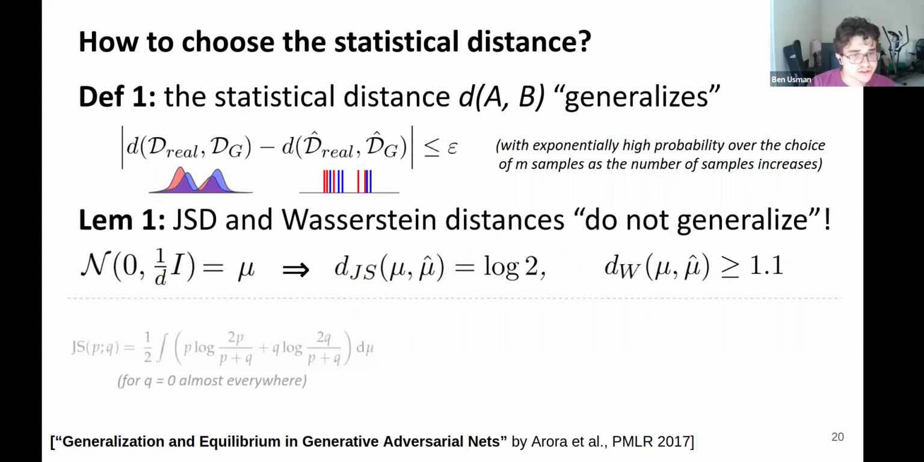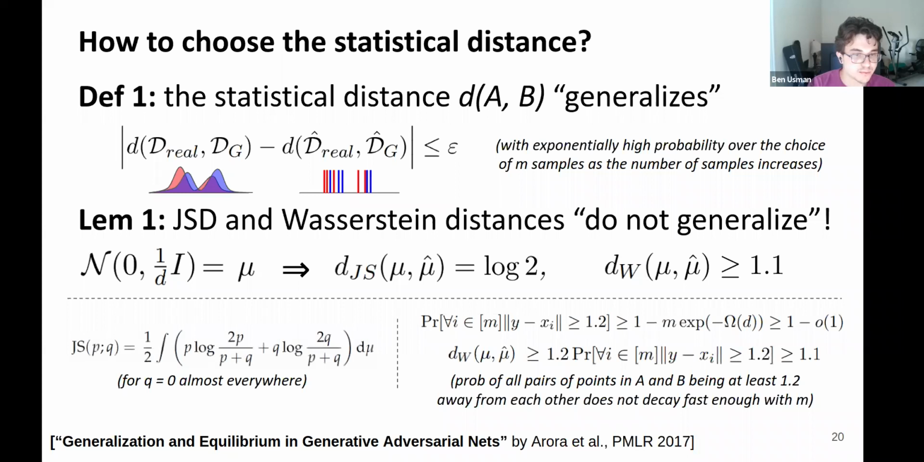The proof for Jensen-Shannon divergence is trivially just substituting the empirical distribution and seeing that the divergence is maximal almost everywhere. And for Wasserstein distance, they use a union bound to show that the probability of points from two Gaussians being too far from each other does not decay quickly enough.